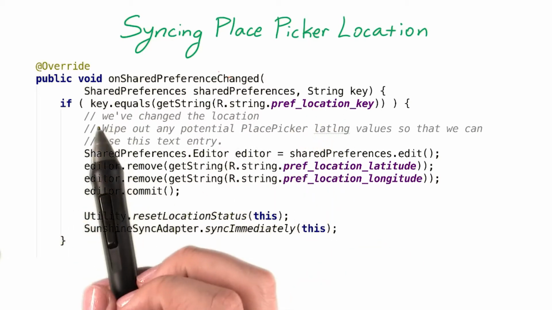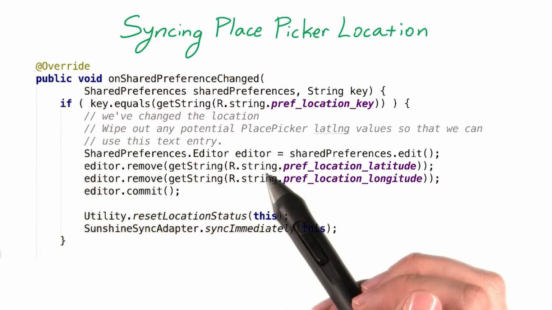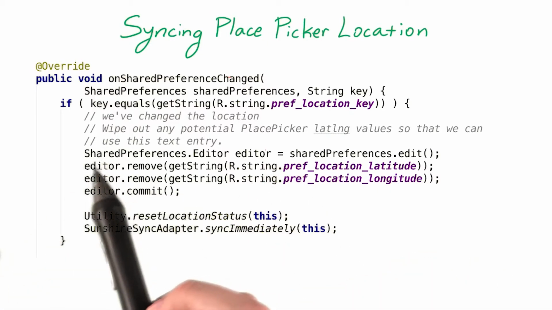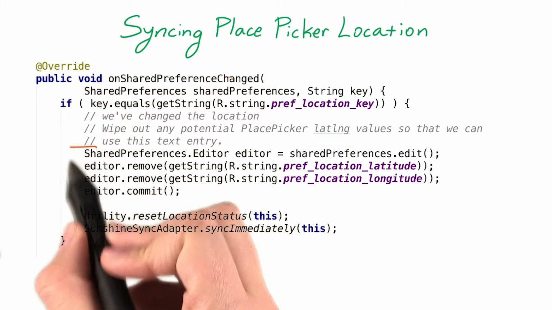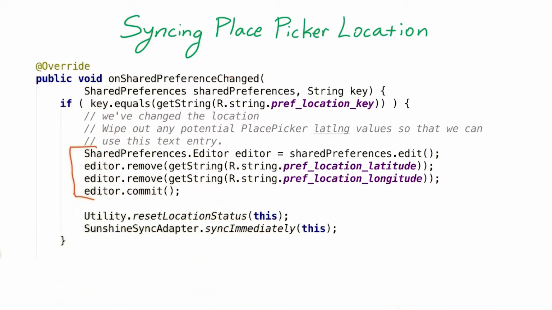This method is an automatic callback that is invoked by the dialog preference class. Because our place picker was an intent launched by Settings Activity, it won't ever trigger this callback. And so this is a safe place to reliably wipe the place picker latlong whenever we have a manual entry.